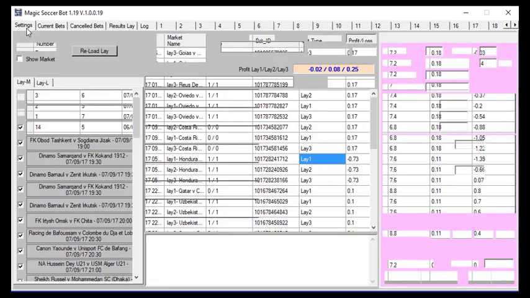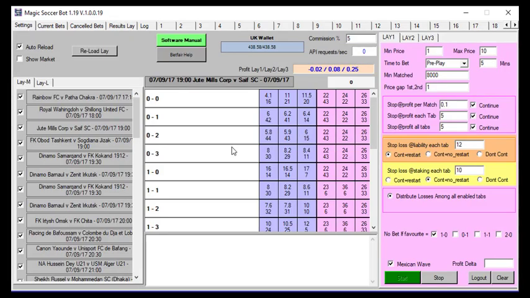Okay, so that is basically the Magic Soccer Bot in a nutshell. It will run, as I said, on any base Windows computer or VPS, and it can run 24/7 and just keeps on reloading the matches and all that. So that's what you're getting with Magic Soccer Bot.